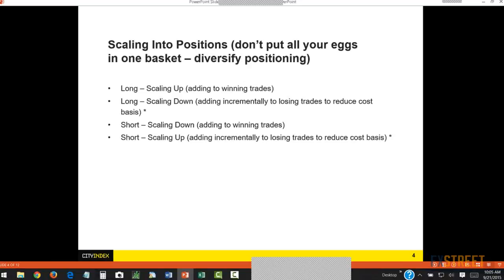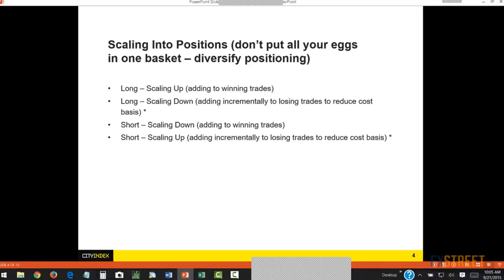Now, in terms of scaling into a position, the point of this is really not to put all of your eggs into one basket, so to speak. You want to be able to diversify your positioning. When we talk about diversification, most people talk about not putting everything into one position, into one market. You want to diversify among different markets, preferably markets that are not correlated with each other.